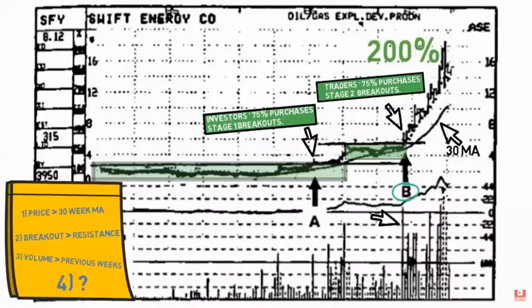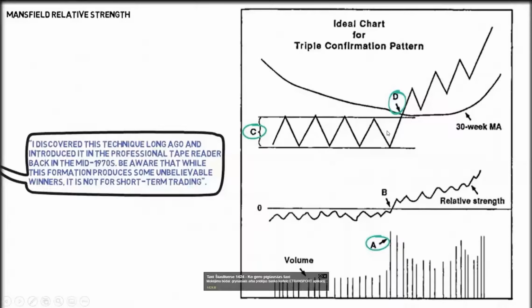So let us see again. The conditions to enter the stock are that price should be greater than the 30 weekly moving average, the breakout should be above resistance, and volume should be greater than the previous volume. This is the same: there is a range, and once a breakout happens above the 30 weekly moving average, that is the point you should enter any stock. This exact setup we will see today on the charts.